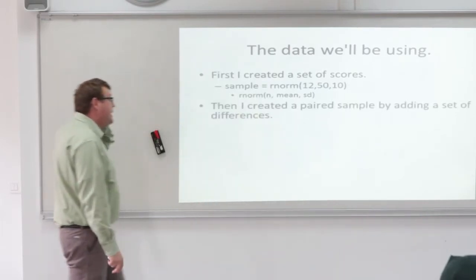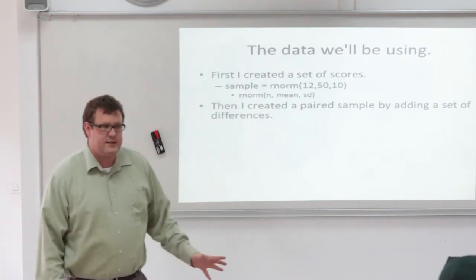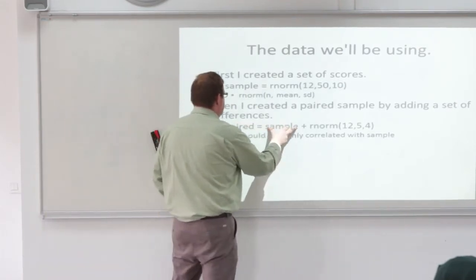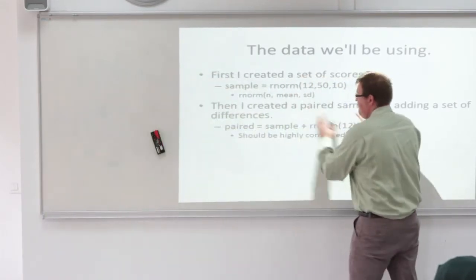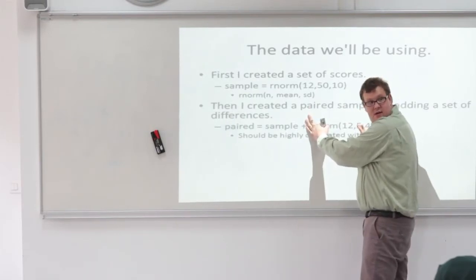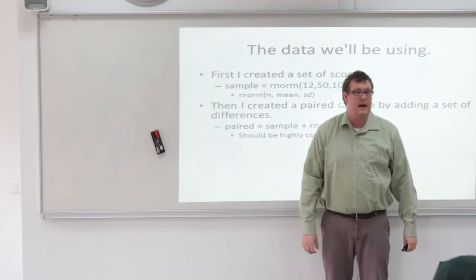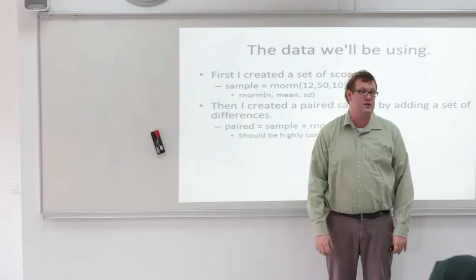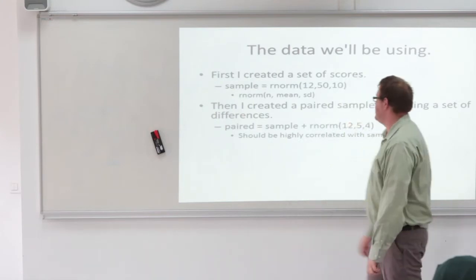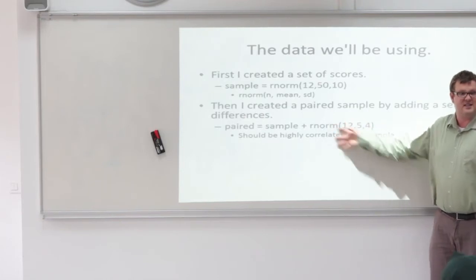Then what I did is I created a paired sample by adding a set of differences. So let's look at the code that I used. So paired equals sample. So if paired just was sample, forget the rest of this, what would the correlation be? Does anyone know? If I said paired equals sample, there would be a positive correlation. What type of positive correlation? Weak one, strong one, perfect one? Perfect. It'd be a perfect positive correlation. But it's not going to be perfect because I add this other stuff to it.